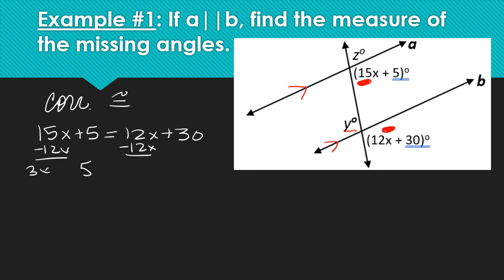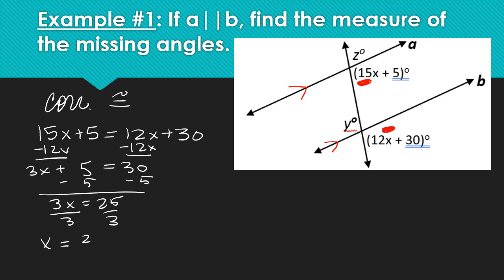So 3x plus 5 equals 30. I'm going to move my 5 over, so subtract 5 from both sides. 3x equals 25. Divide by 3. And you guys can have a moment of panic. One of my favorite F words of math, fractions. So we're going to take this problem and it has a fraction in it, and that is okay.